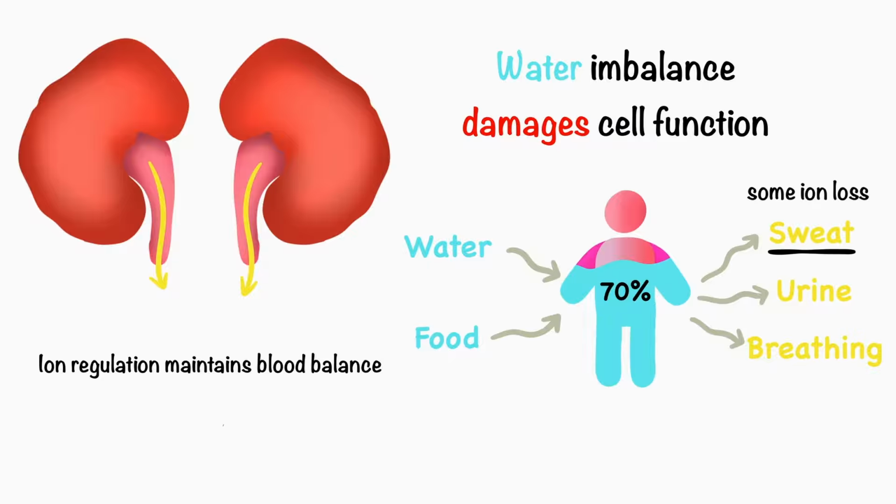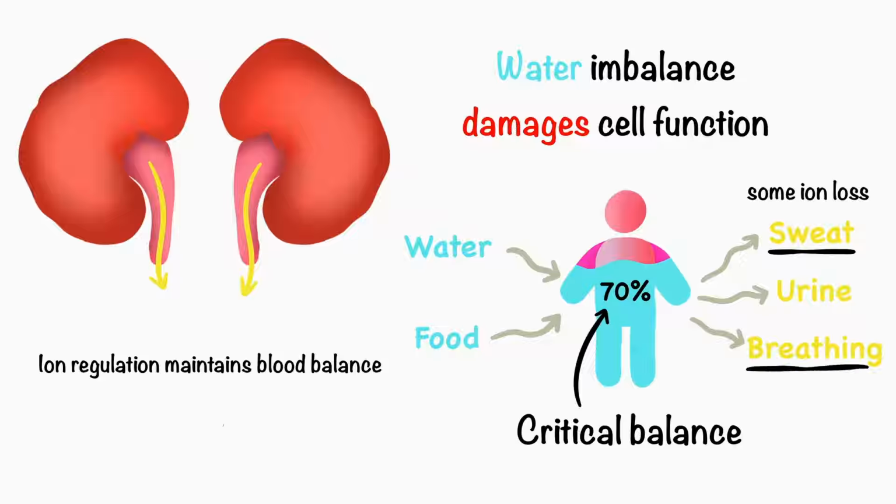Some ions are lost in sweat, which tastes salty due to its sodium content. However, the amount of ions in the body is primarily regulated by the kidneys. The right amount of ions must be maintained in the blood after filtration, and the rest is removed from the body in urine. Perhaps the most critical function of the kidneys is regulating water balance. Our bodies are approximately 70% water, and maintaining the correct amount is essential for all cellular functions.